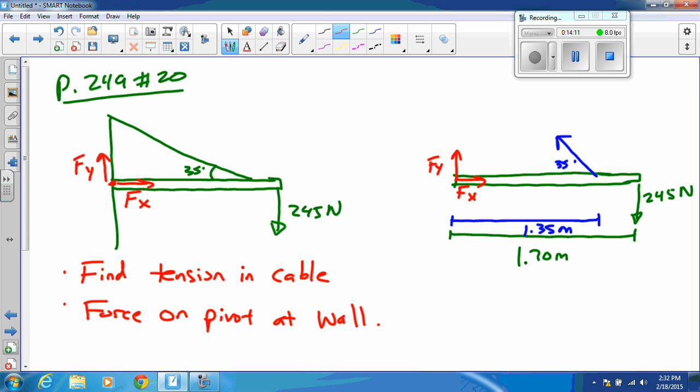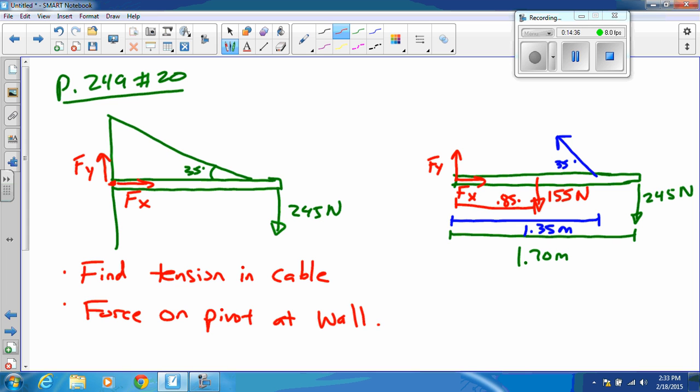And where does that pole act? And what distance from the left end? Halfway across, so half of 1.7. Yeah, what is half of 1.7? 8.5? No, there. Yes, 0.85. There we go.